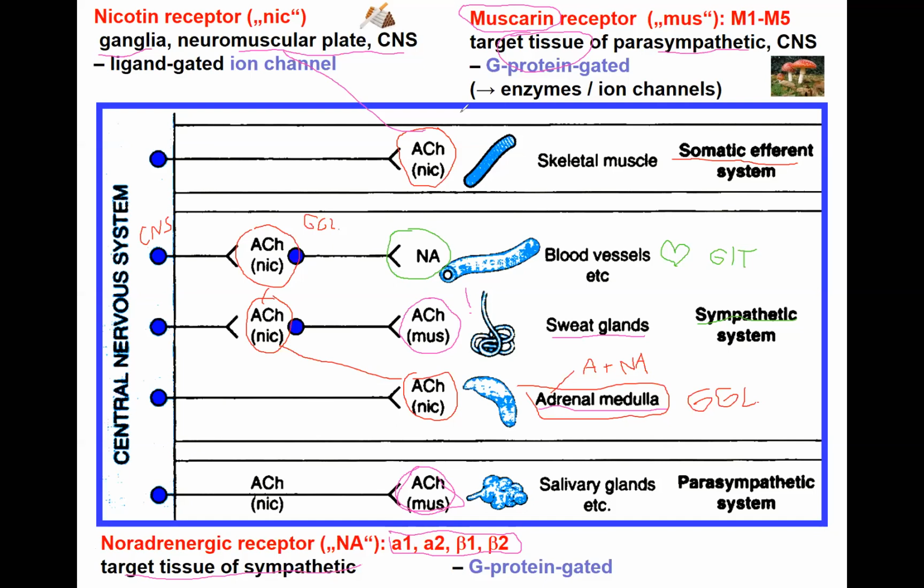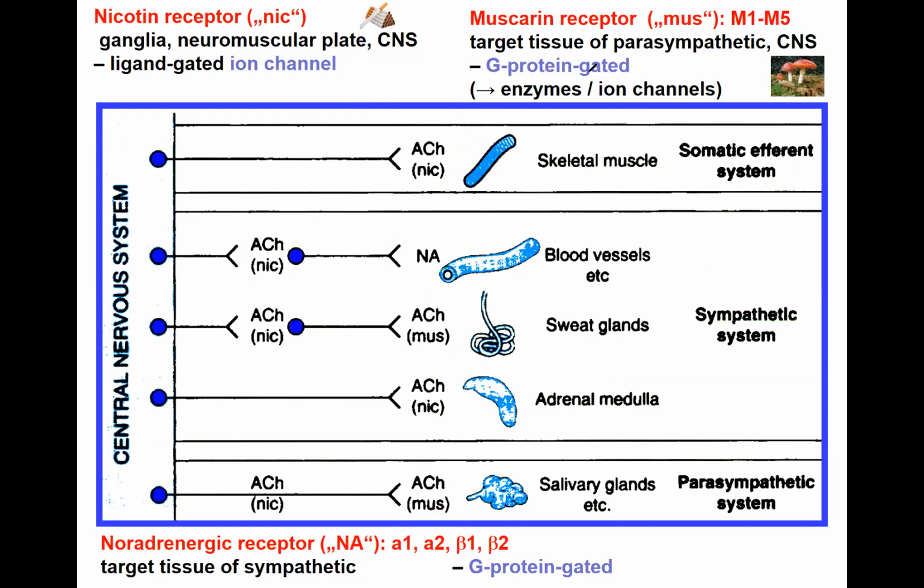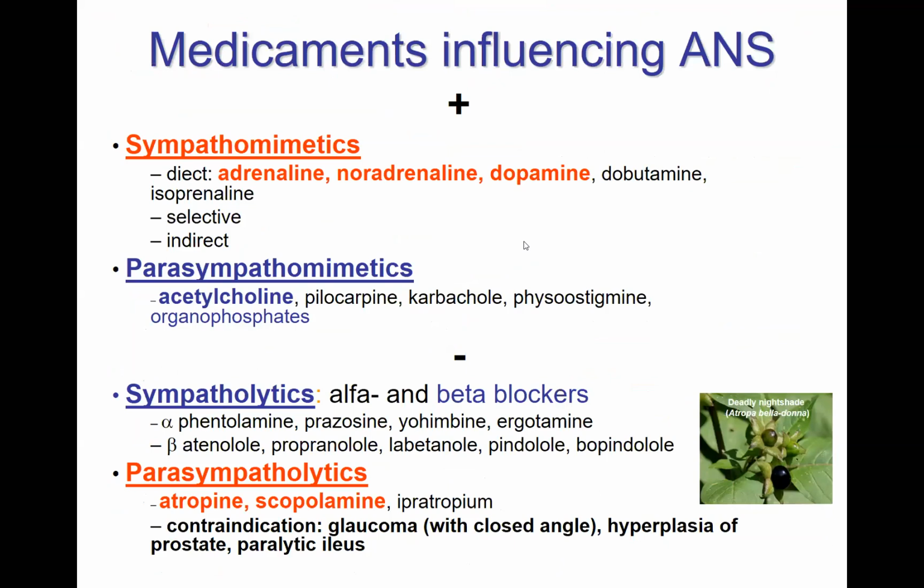Questions? If there are no questions, let's go on. How it's used in clinics. In clinics, we have some medicaments, and these medicaments can stimulate or inhibit the receptors. For example, for the sympathetic system, the mimetics, which means they are plus, stimulate the sympathetic system. We can have some natural ones, like adrenaline, noradrenaline, dopamine, which you already know, and then some clinical ones, which is not necessary for you to know.